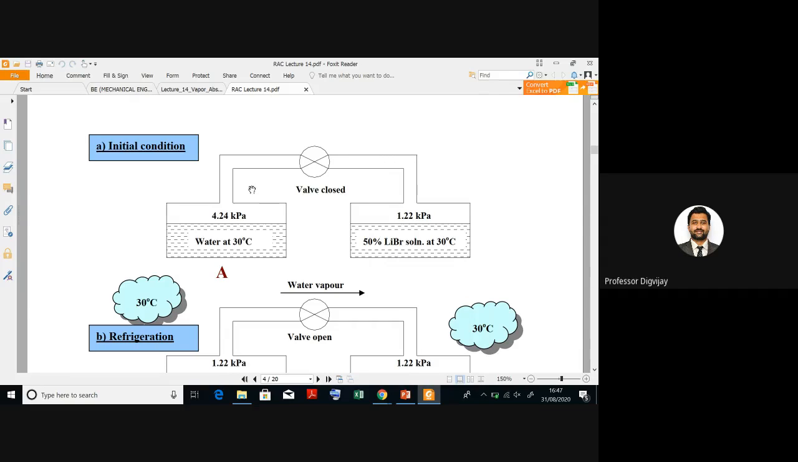So see here, water at 30 degrees Celsius, it has some saturation pressure, which is given as 4.24. This is a gauge pressure. Okay, this is not absolute pressure. This is a gauge pressure. It is its saturation pressure. If I take the lithium bromide solution, in this case, 1.22 kilopascal is its saturation pressure. So you can see there is a difference in pressures.